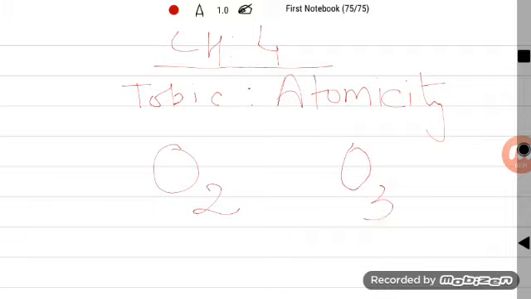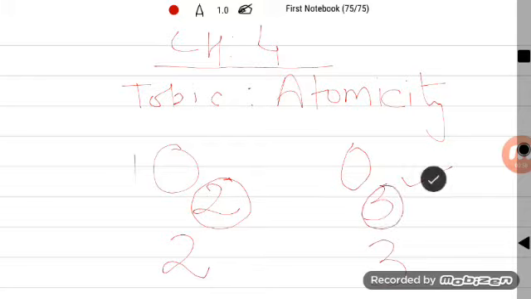Now if I ask you what is the atomicity in case of oxygen molecule and what is the atomicity in case of ozone molecule. So in case of ozone the atomicity is 3 and in case of oxygen it is 2. How come? Because you can see that here two atoms of oxygen constitute one single molecule of oxygen, and in the ozone case, three atoms of oxygen constitute one single molecule of ozone. Some more examples we can see.